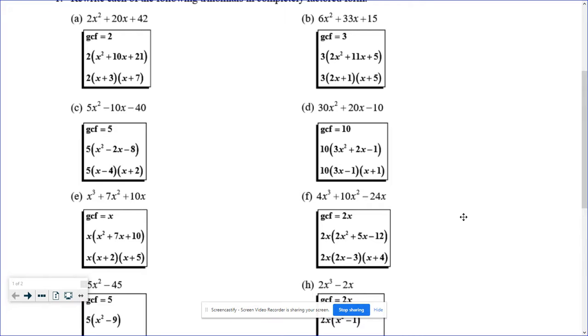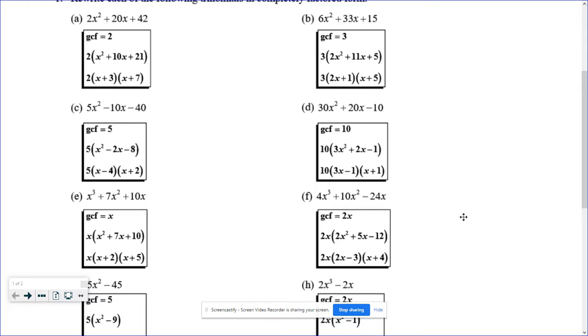The first one is always, as I've been saying for a few days now, you want to check for the greatest common factor. So on question 1, all of them either have just a number or a variable or both. From there, you have to be able to determine whether or not something is factorable.